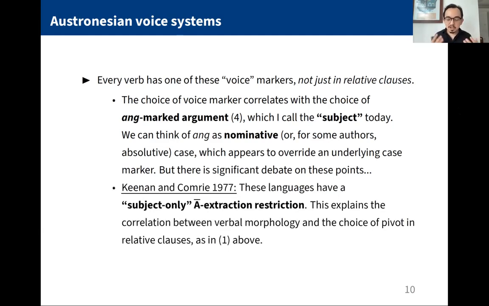And the connection to relativization comes from Keenan and Comrie's observation that, not just in Austronesian, but there are languages of the world where only subjects can be A-bar extracted. Let's say that these Philippine-type languages have these elaborate voice systems with multiple types of passives or something like that, and they have a subject-only A-bar extraction restriction. And those two facts combined will explain the correlation between verbal morphology and the choice of pivot that we saw in relative clauses.